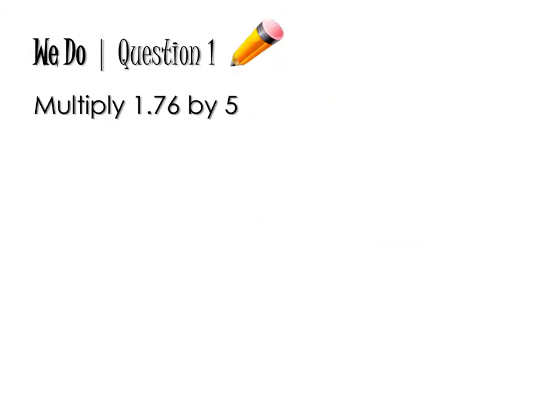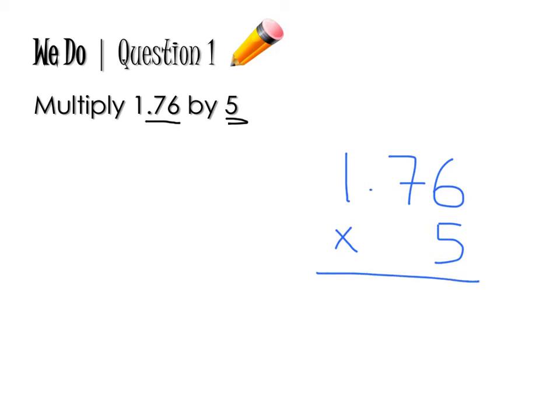Okay, let's do this together. First, copy the question. Once you're done, let's work it out together. Multiply 1.76 by 5. So this is another way of telling you to do 1.76 times 5. It's the same thing. So let's begin.